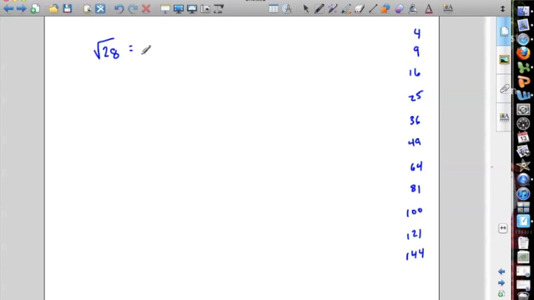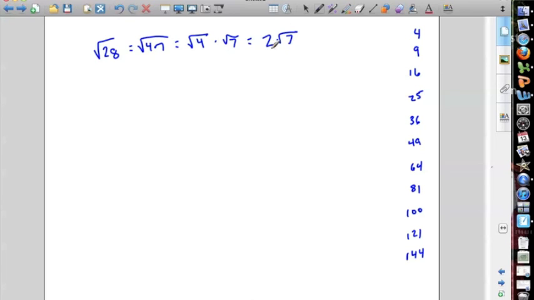I'm looking at 28 and thinking, do any of these numbers go into 28? I see one right away: 4 goes into 28. So the square root of 28 is the same as the square root of 4 times 7, which is the same as the square root of 4 times the square root of 7. The square root of 4 is 2, so the simplified form of the square root of 28 is 2 square root of 7.